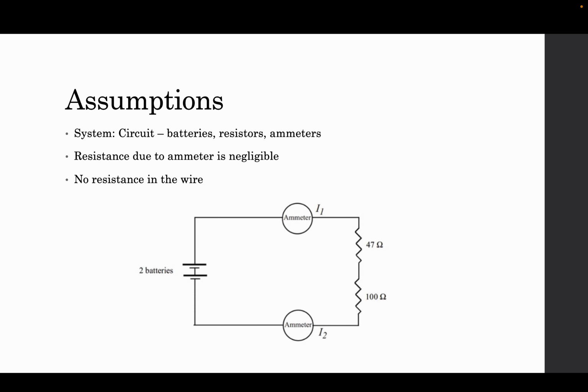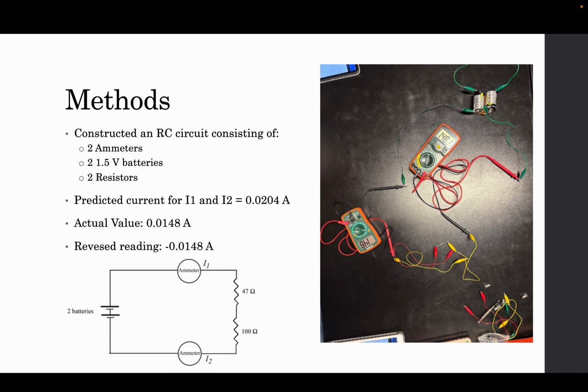Assumptions. For part one, the circuit includes the batteries, resistors, and ammeters, and the surroundings include everything else, such as Earth and the air around it. Resistance due to the ammeters is negligible, and there's no resistance in the wire.